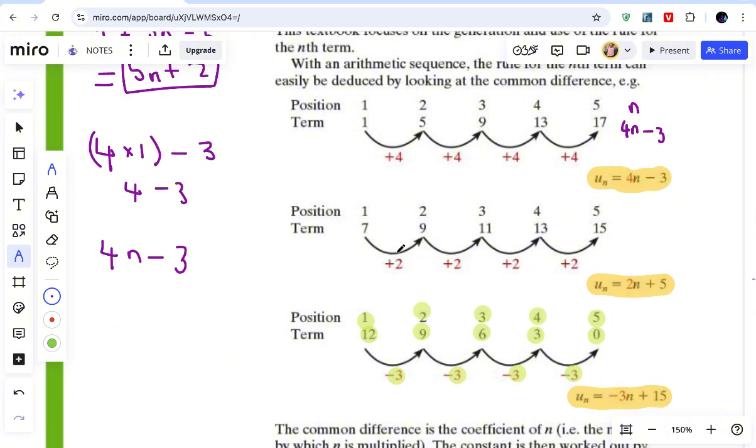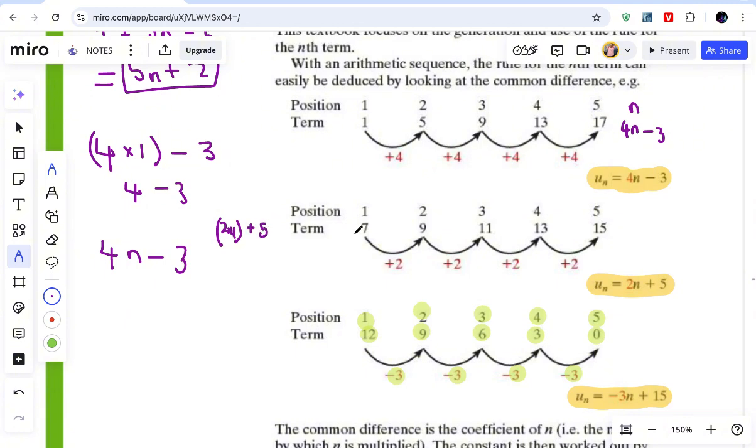Now let's take a look at this one. You have the first term 7, 9, 11, 13, 15. So what do you have? A common difference of 2. You take the 2, multiply by 1, and you get 2. But that's not 7. What should I do to it to make it 7? I have to add 5. So I say plus 5.